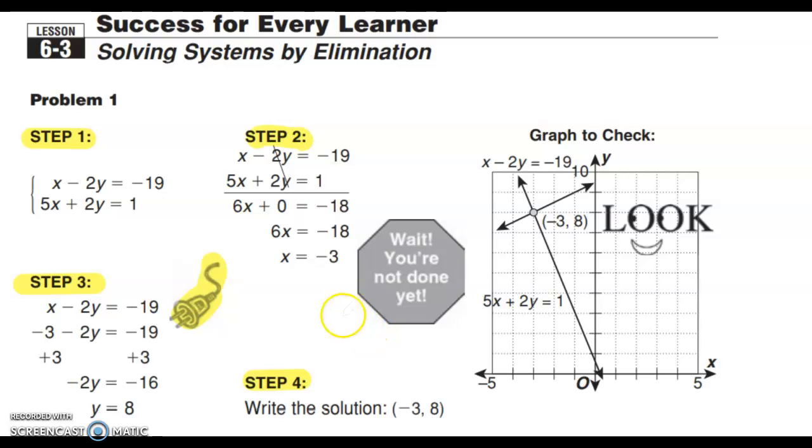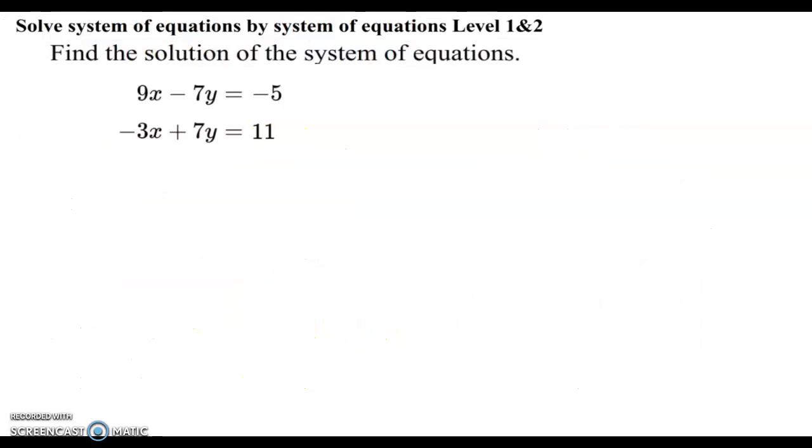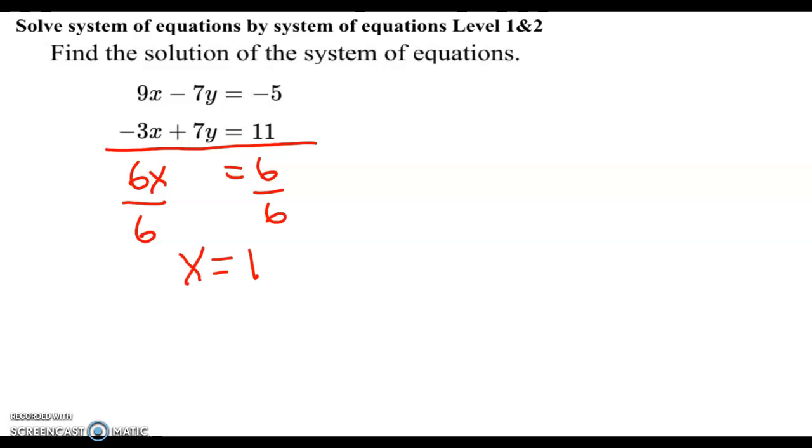Alright, let's take a look at some examples. Okay, here it says find the solution of a system of equations. Now what you want to do is use elimination. What we're going to do is add these together. So you got 9x plus negative 3x, you get 6x. Negative 7y plus 7y is 0, so it eliminates. And then negative 5 plus 11 is positive 6. Now you have one variable. You can solve an equation that has one variable. So you're going to go ahead and divide by 6 and get x is equal to 1.